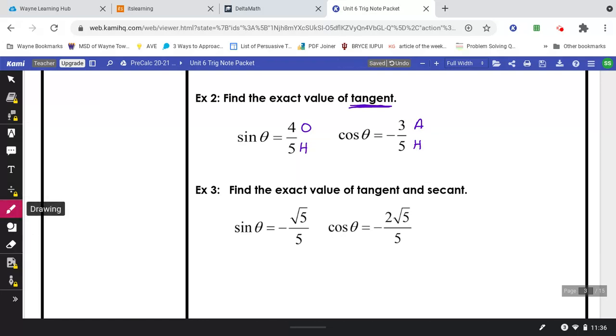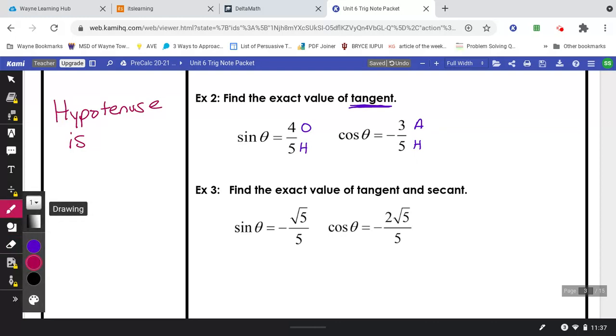Now we need to make an important note off to the side. The hypotenuse is never negative. Hypotenuse is never negative. The opposite side could be a negative. The adjacent side could be a negative, but the hypotenuse side is always going to be a positive.